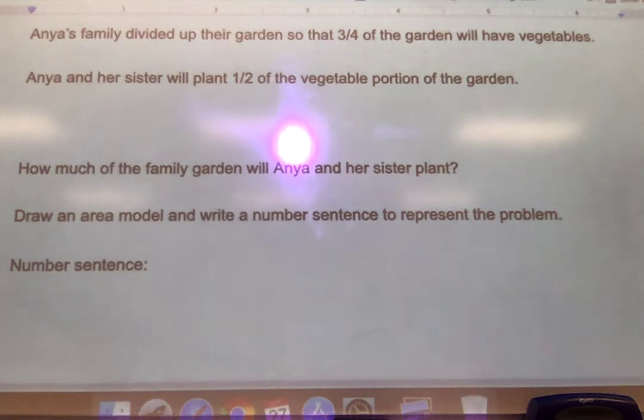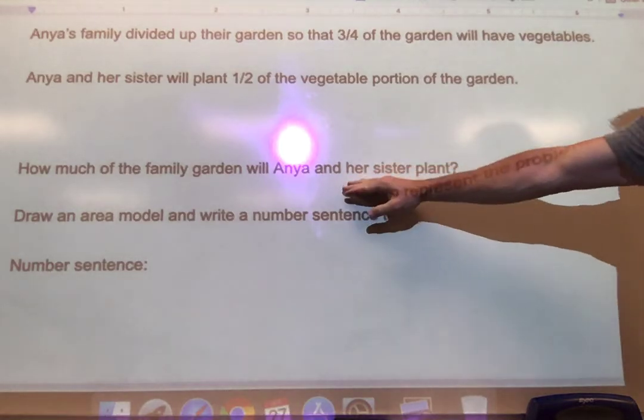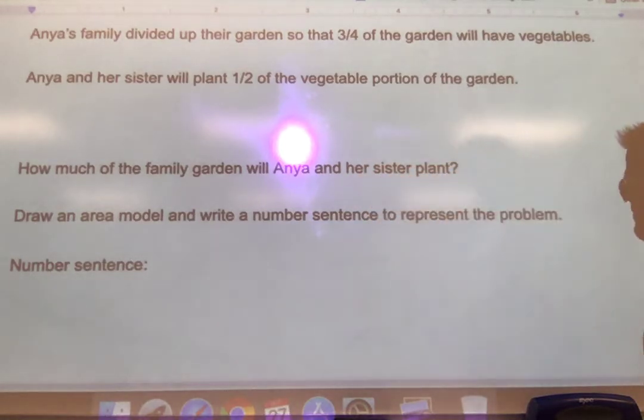So our number one thing we need to do here is figuring out what kind of a number sentence to use, because we're trying to find out how much of the family's garden will Anya and her sister plant. I want to know how much they have to plant. So what number sentence can tell me that? And I know if I multiply by a fraction, my answer will go down. Okay, and we know they're not going to plant 3/4 of the garden. It's going to have to be less than that. So I'm thinking this is a multiplication problem.